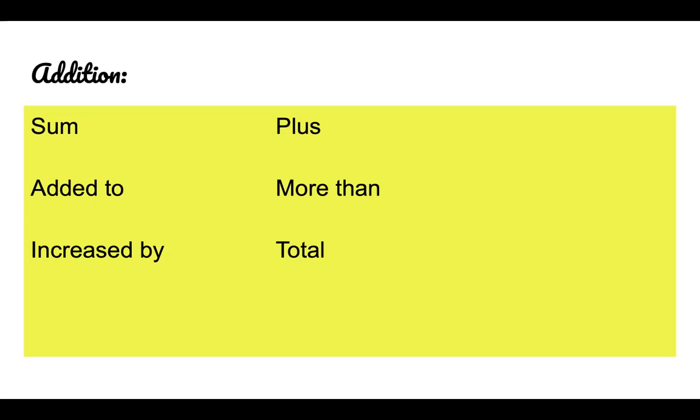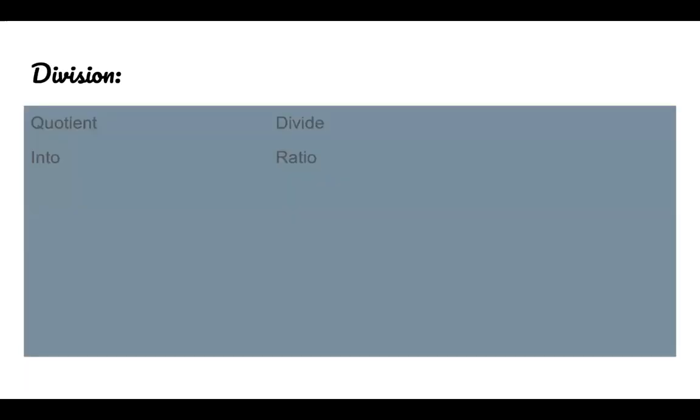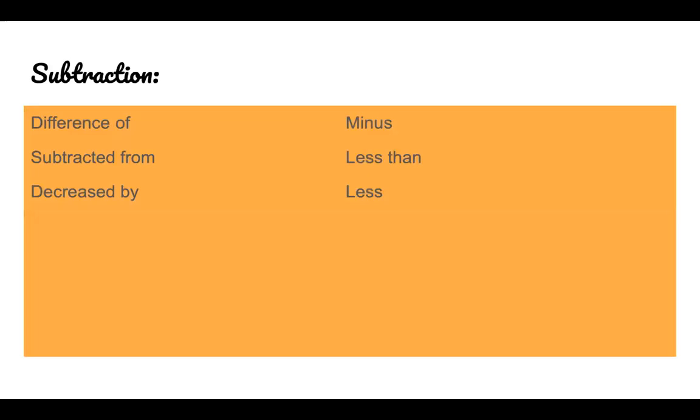Okay. So the next one is division. This one's a super easy one because there's only 4 keywords, and I feel like those keywords are easier to remember. Quotient, into, divide, and ratio. So, division is, to me, a simpler one to know when to do division.